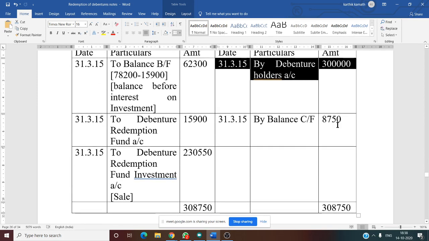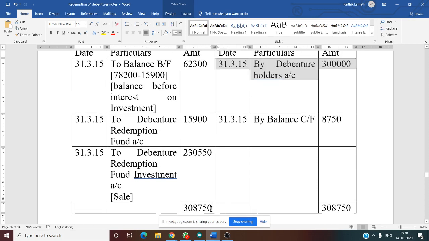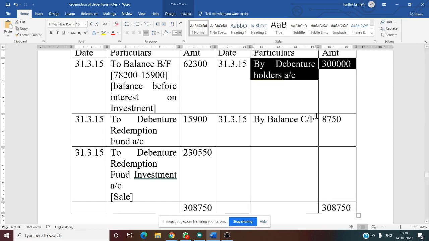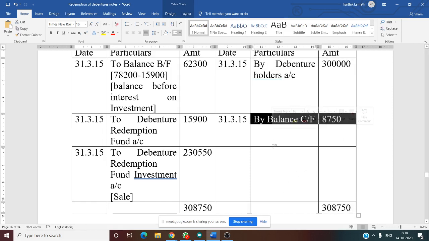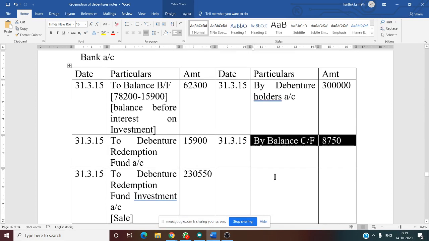So the remaining balance we need to find out. See, the debit side total is 3,08,750. That is the highest total, so both side totals are the same. From that you deduct 3 lakh. You will get the remaining balance, by balance carried forward, 8,750. That is our balancing figure. Now the bank account is also closed.